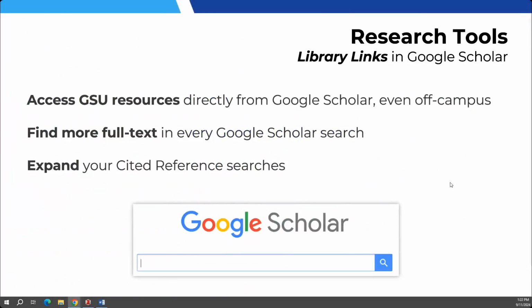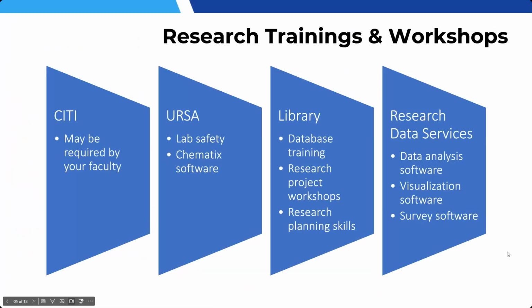So those are the couple of tools that I really recommend when you're getting started. Make sure you have your citation manager sorted and your library links in Google Scholar because they're going to help you out as you go. And then, like I mentioned, we have all kinds of research training and workshops. So some of these you might be required to do, some maybe not.